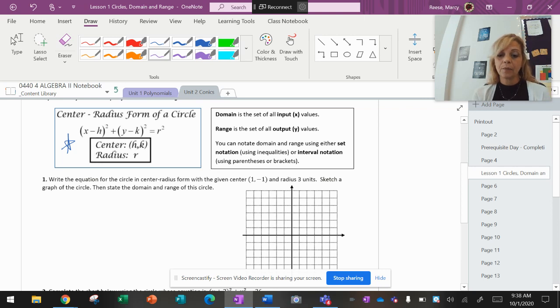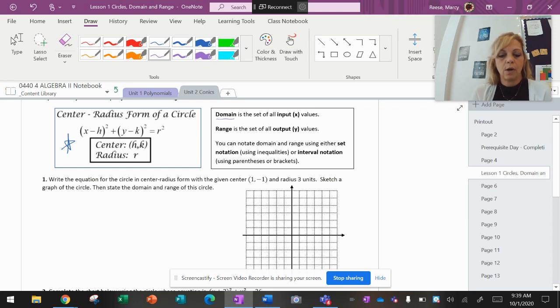When we look at the vocabulary words here, domain is the set of all input x values that you can use. So it's all of the x's, and x's, remember, are left to right. So when we look at the graph, we're going to look at it from left to right. The range is all the y values, which go from down to up, is how I'm going to have you do it. So you'll understand, because we're going to graph a circle, and then I'm going to ask, what is the domain? What is the range? And you can notate domain and range using set notation or interval notation.